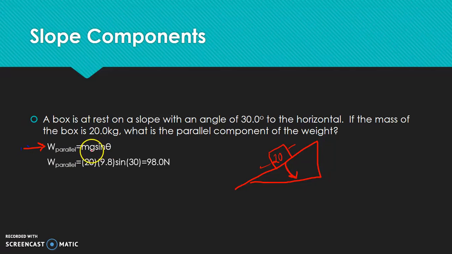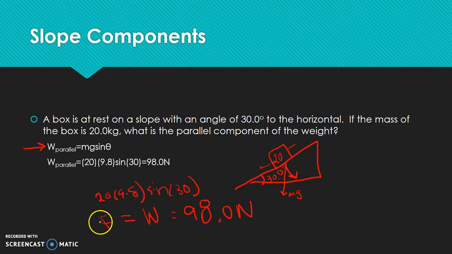So we know that the parallel formula is mass times gravity, because the mass and the gravity is pulling down here, or the weight, times sine of the angle. So the angle would be what is given in the problem, 30 degrees. So then all we have to do is plug in what we know. 20 times 9.8 times sine 30. And that's going to give us the force, or the weight, because remember F equals weight, 98.0 newtons.